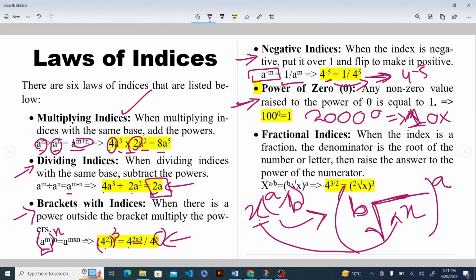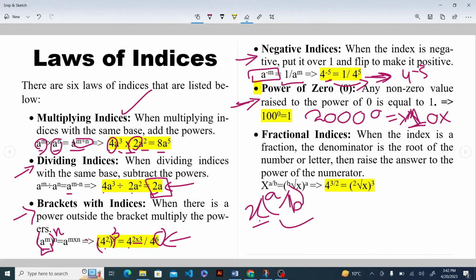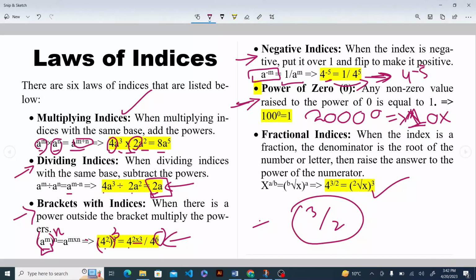Let's do it with an example. The example is this one: 4 raised to power 3 divided by 2, 3 upon 2. The fraction is 3 upon 2. 4 raised to power 3 upon 2 will be written like this: 4 will be under the root, and the root will be 2 because it is the denominator, and its whole power will be the numerator, that is 3.